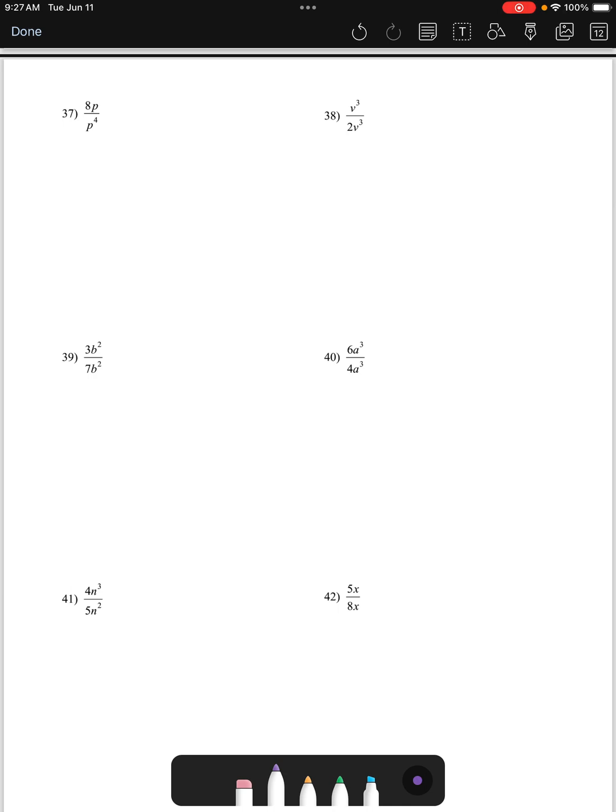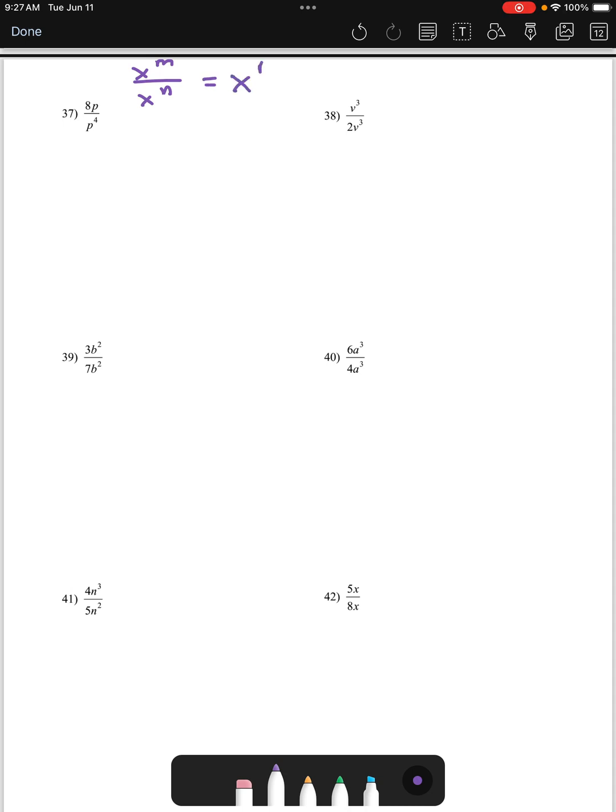Today, we are going to be covering the division rules for exponents. And not quite as beefy as yesterday, we're just going to be doing numbers 37 through 48. Now, what are the division rules? Okay, very valid question.